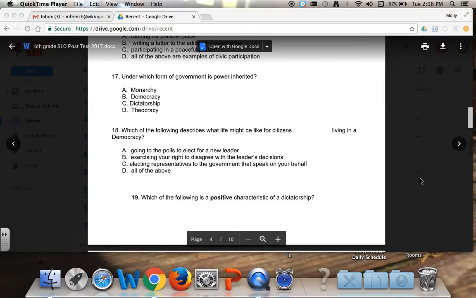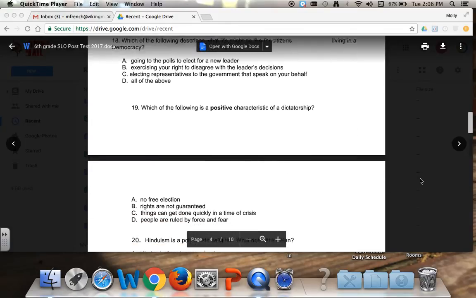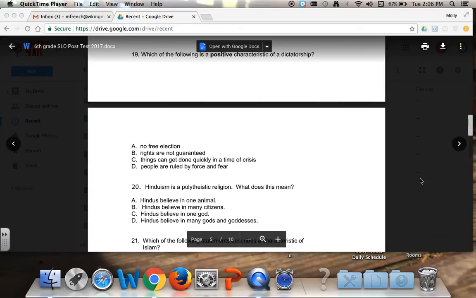Number 19. Which of the following is a positive characteristic of a dictatorship? A. No free election. B. Rights are not guaranteed. C. Things can get done quickly in a time of crisis. Or D. People are ruled by force and fear. Number 20. Hinduism is a polytheistic religion. What does this mean? A. Hindus believe in one animal. B. Hindus believe in many citizens. C. Hindus believe in one god. Or D. Hindus believe in many gods and goddesses.